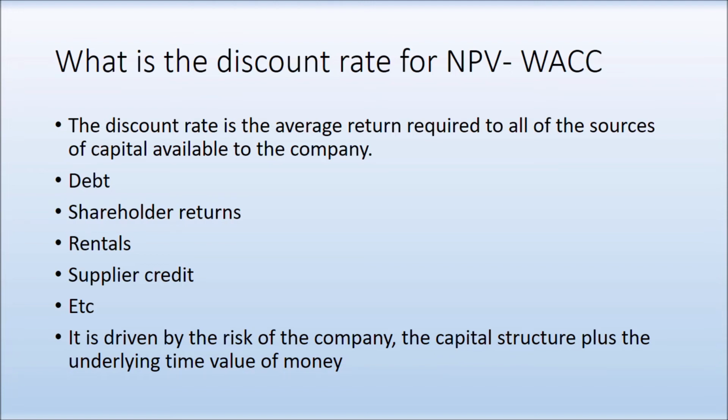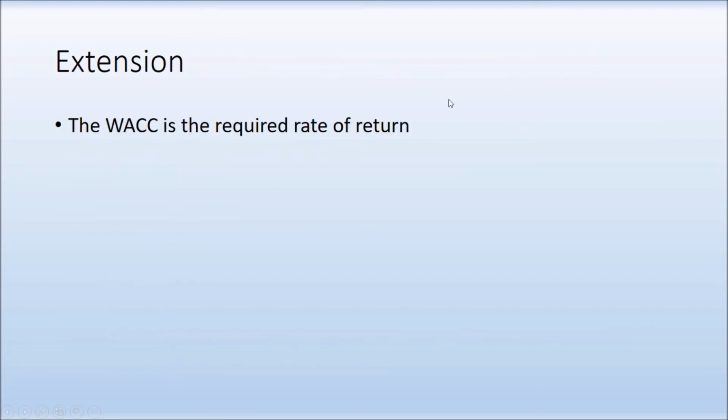So we've got the NPV, which has a discount rate in there. That discount rate is the weighted average cost of capital. And we've got the IRR, which is another net present value calculation, where we're trying to get the net present value to be 0. So let's now extend it out a bit.